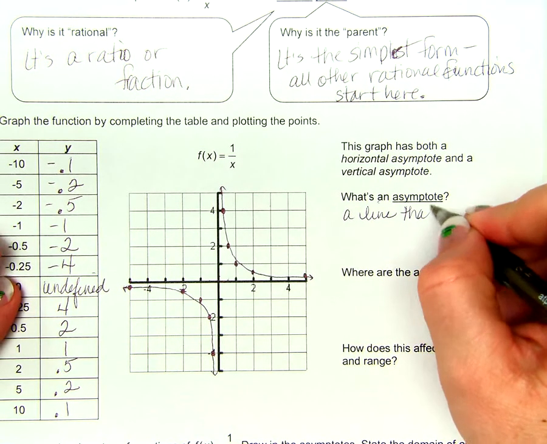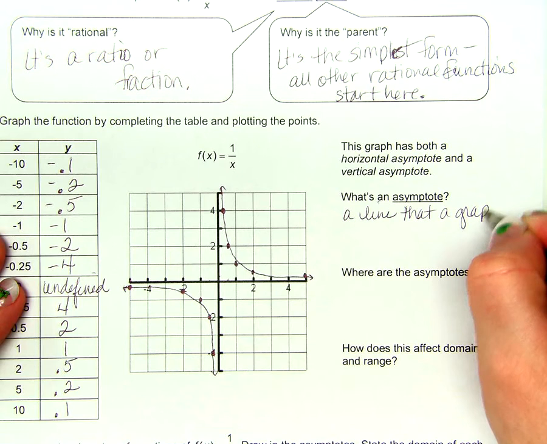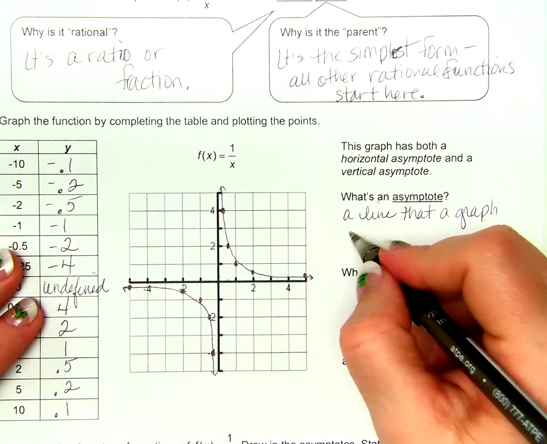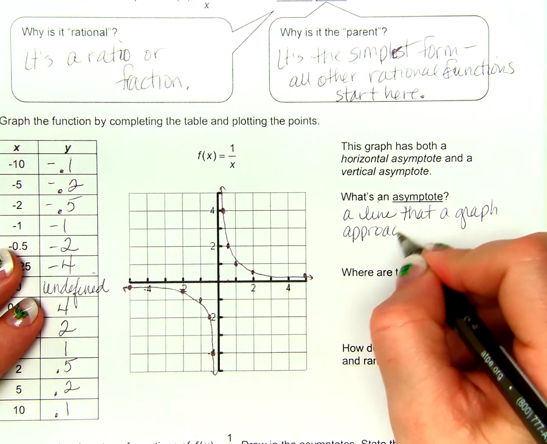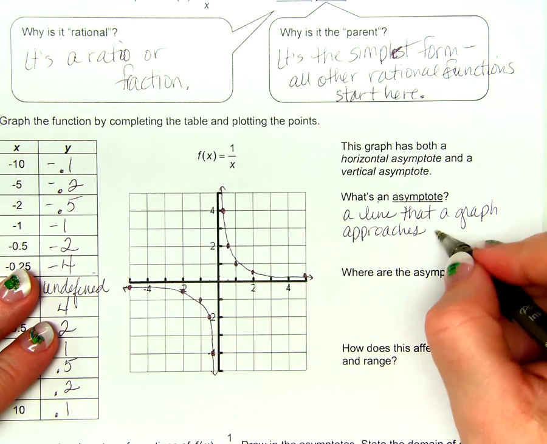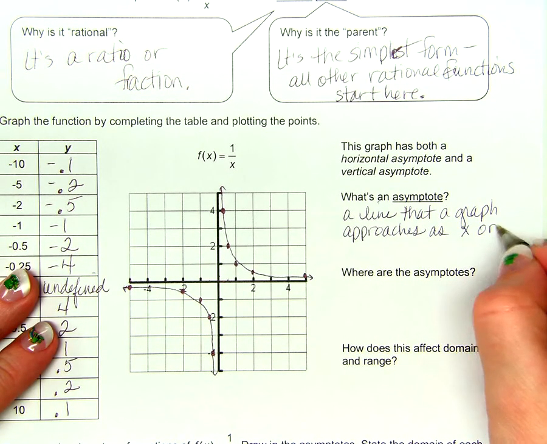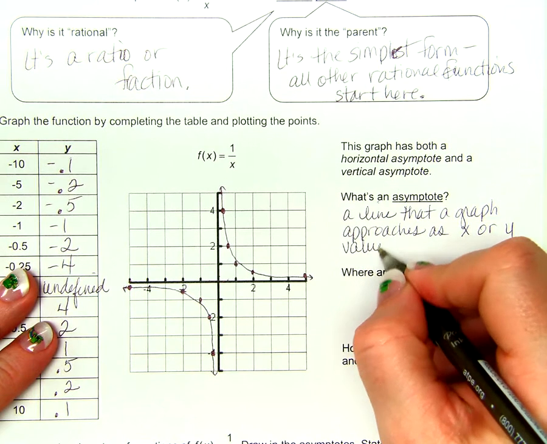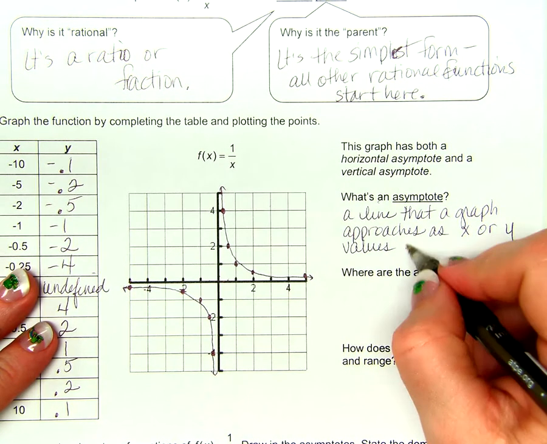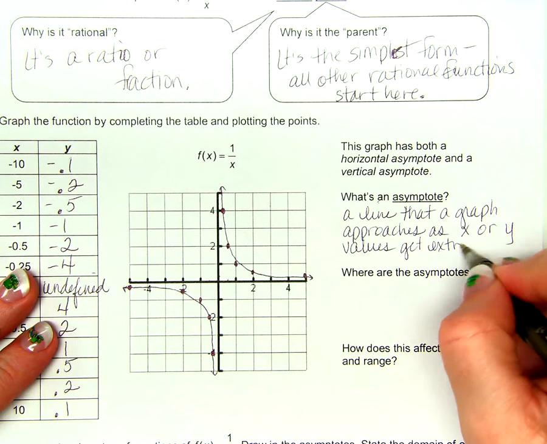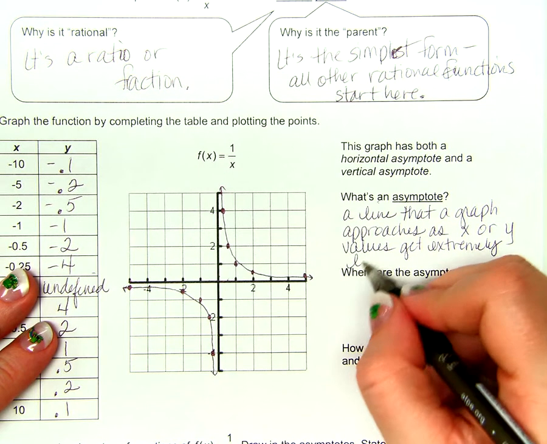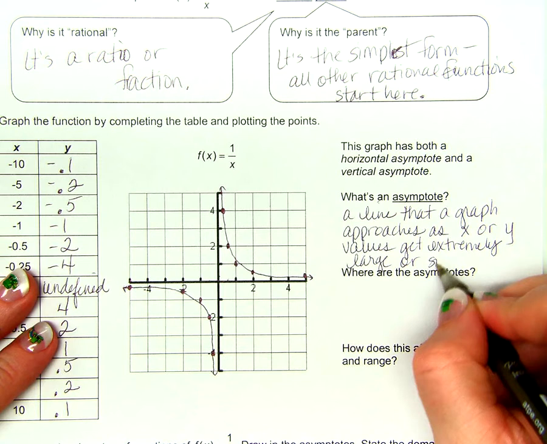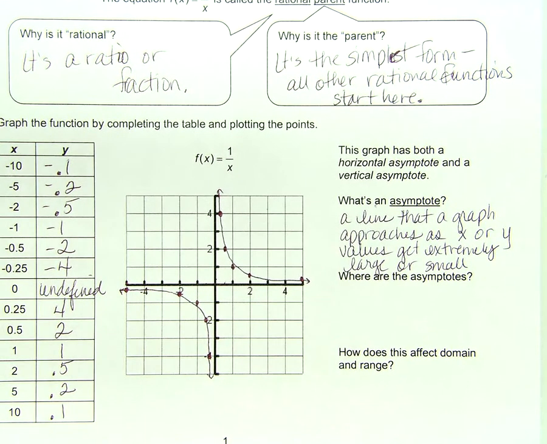that a graph approaches as x or y values get extremely large or small. That's the actual mathematical definition, or something close to it. Okay, this is what we need for our stuff right now. Okay.